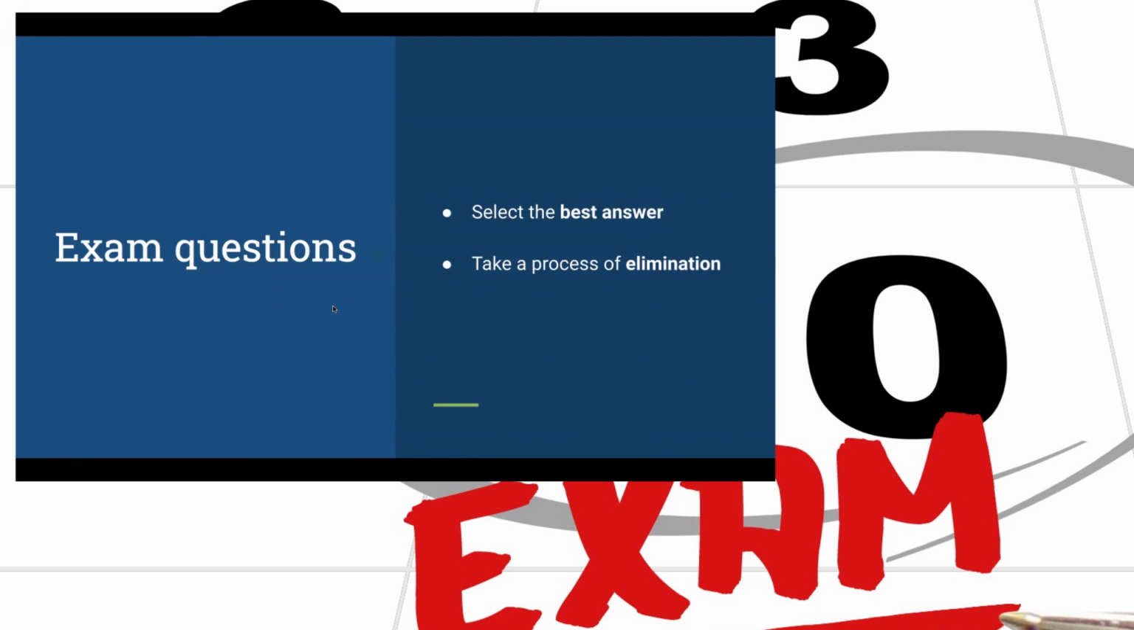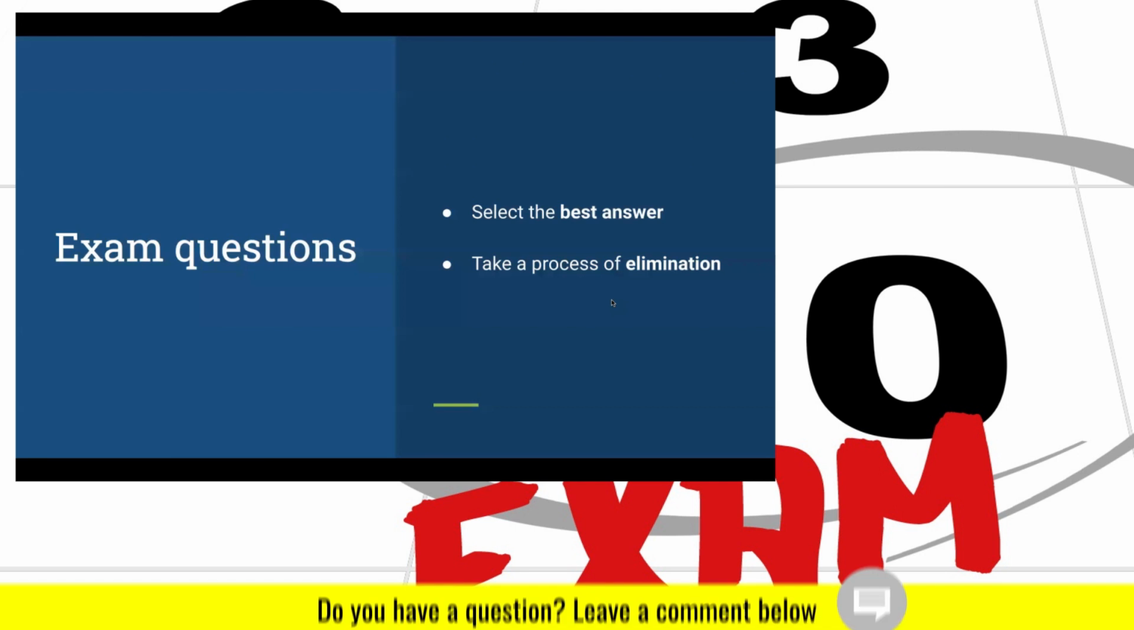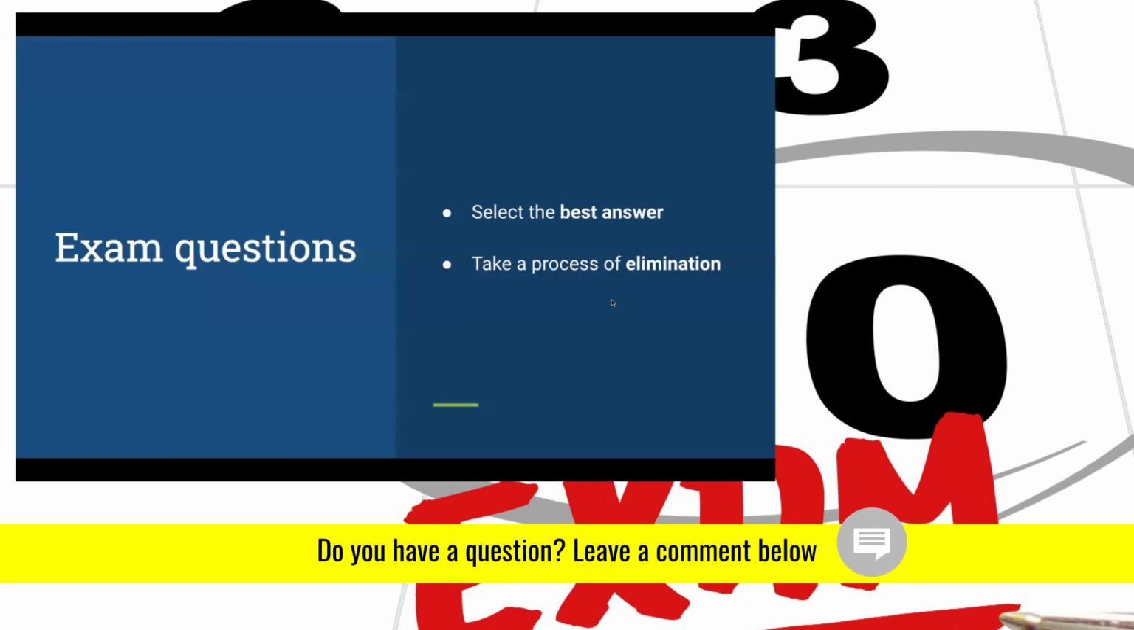Overall, just focus on selecting the best answer. It doesn't have to be the perfect answer. It just has to be an answer that is not against the Scrum guide. And use this process of elimination. You can practice this even in the prep exam questions that you will find inside the course, just to make sure you understand how to deal with longer exam questions that have a lot of answers and where you only need to select a few of them.